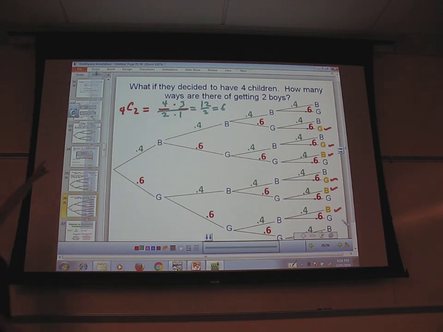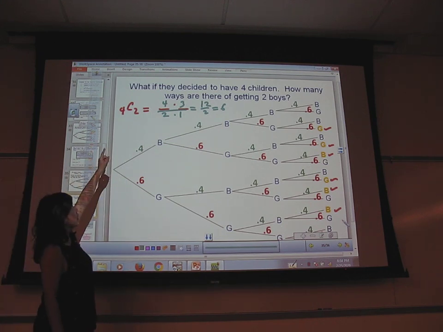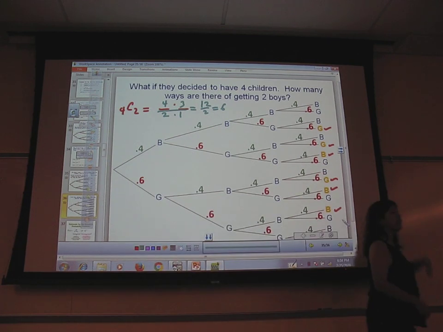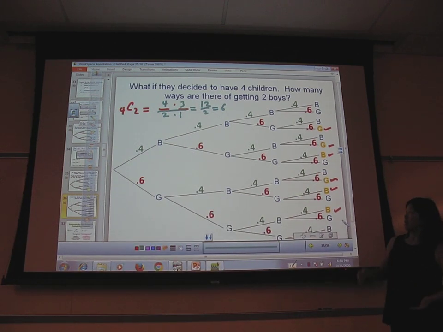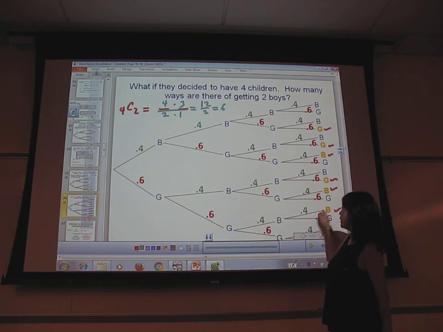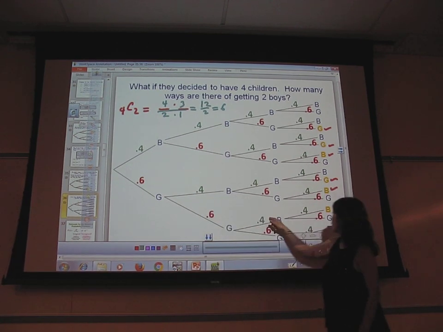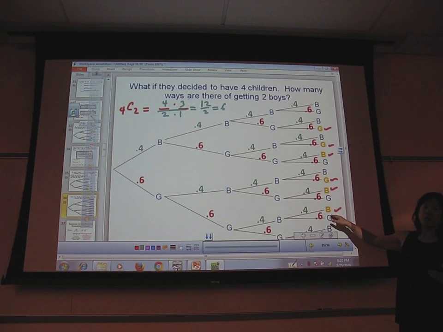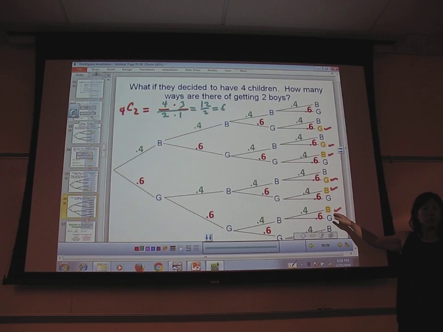So that n choose x tells me how many branches are going to have the result I want, 2 boys out of 4, x successes out of n. And then I need to find the probability of this. So that would be 0.6 times 0.6 times 0.4 times 0.4. So 0.6 squared times 0.4 squared.